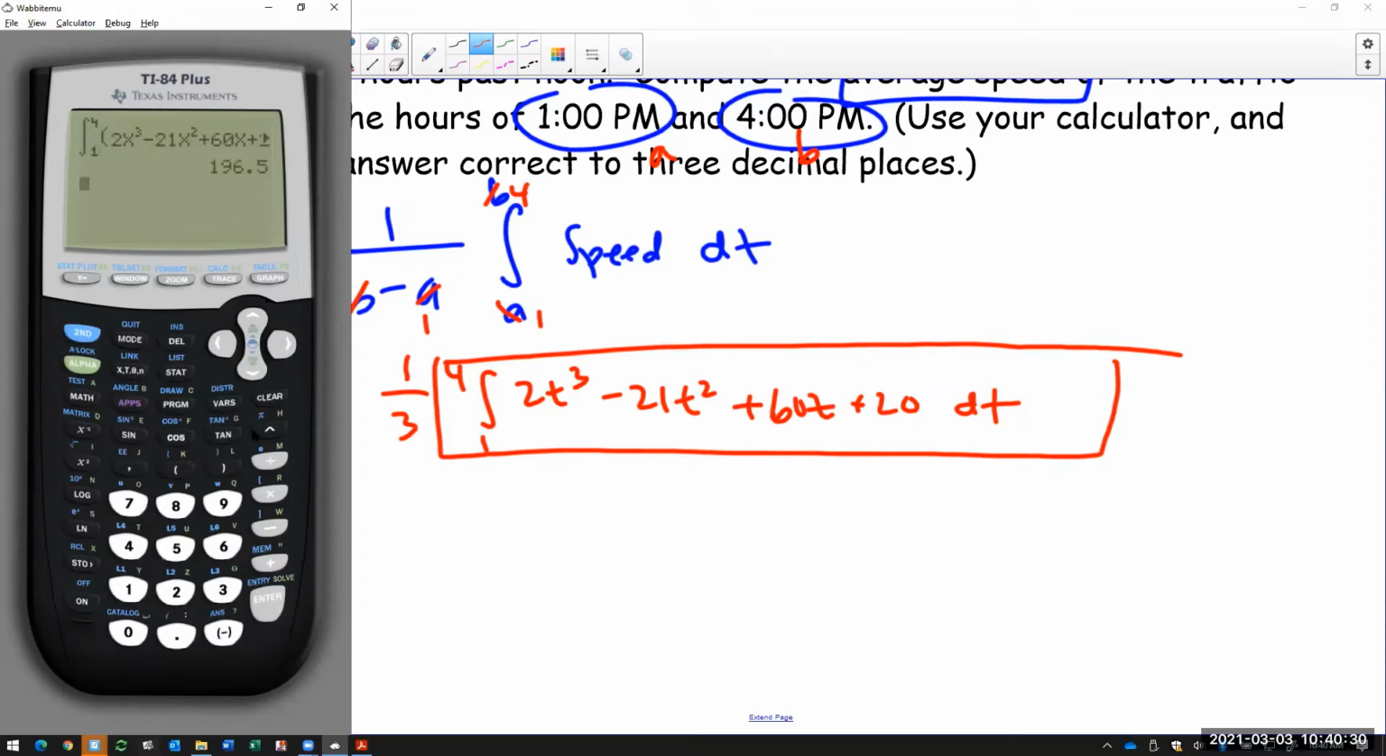Press enter. There's my number, but don't forget to divide by 3 or multiply by 1/3. And can you guys check me, was the answer 65.5 or not?